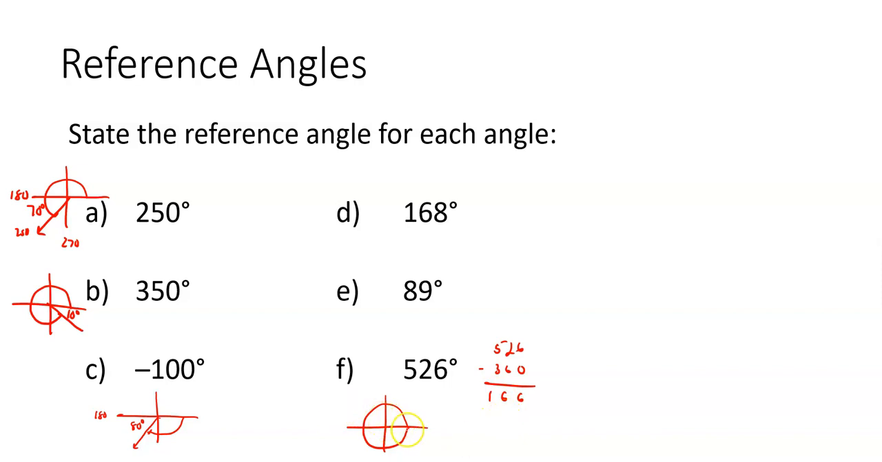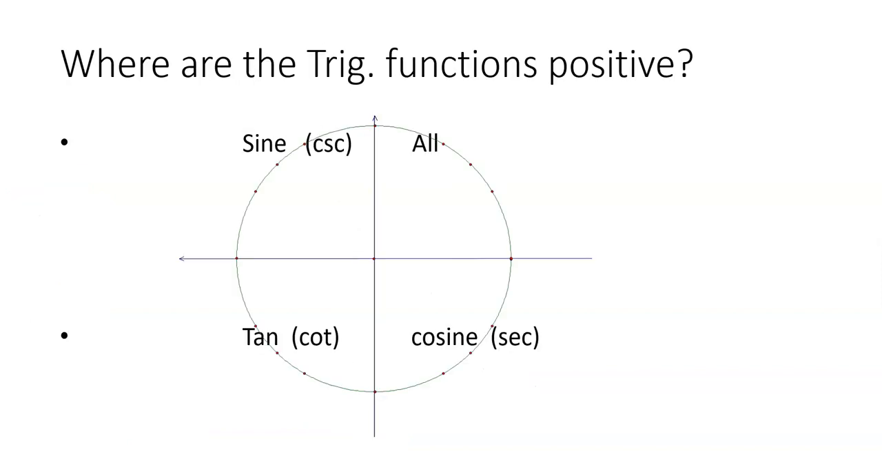Now I'm going to go another 166 on top of that. 166 lands me over here, with how many degrees between 166 and 180? 14 degrees. All right, so the reference angle is always between 0 and 90. Even if you're going backwards, even if you're going around the circle more than once, still between 0 and 90. All right, last couple of things.